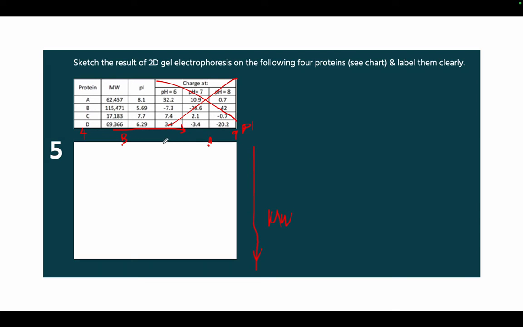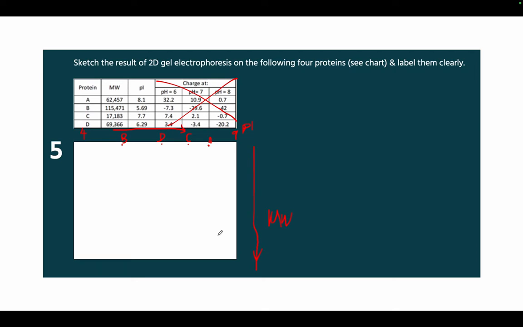C is 7.7, so obviously it has to come somewhere in the middle. So let us say C is here. And D is 6.29. So just approximately we'll say that after isoelectric focusing, our samples A, B, C, D have come in this order. And now we are loading it into the SDS page gel to run the second dimension.